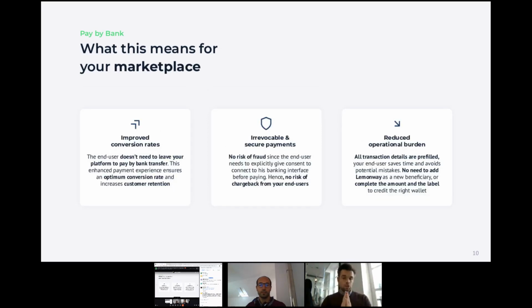For you, as a Lemonway customer, as a marketplace, you are going to provide a payment solution on your website, which is going to improve the conversion rate. Because the UX is much better, the conversion should be higher. We don't have statistics yet. This is something we will try to track and steer, but by the UX alone, this is something that is reassuring us in giving you a better conversion rate.